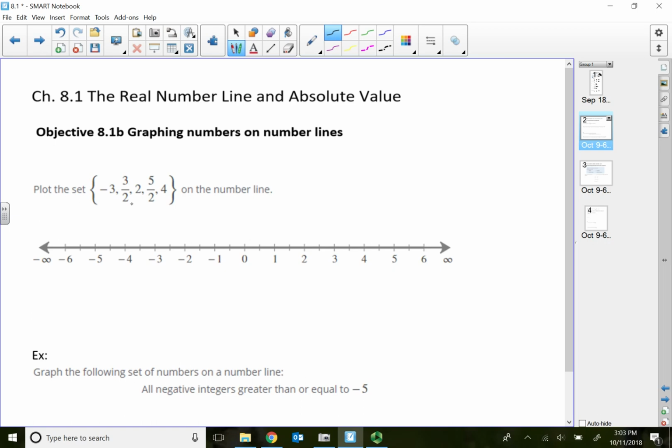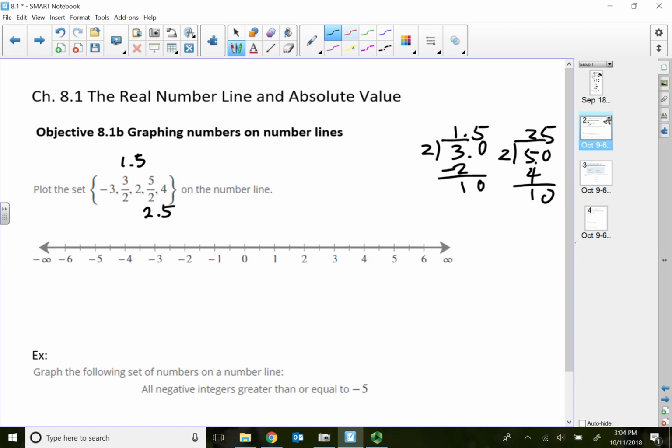So let's see what the decimal is for 3 over 2. Most of y'all can probably tell 3 over 2 is 3 divided by 2. 2 goes into 3 one time. Start with a decimal place, bring down the 0, so that will be 1.5. So 3 halves is 1.5. 5 halves is actually 2.5, because 2 will go into 5 two times. Starting my decimal place, bring down the 0, that will be 2.5.